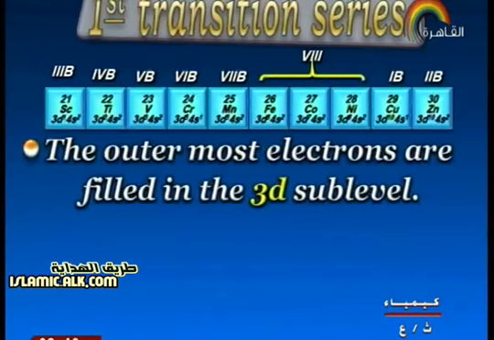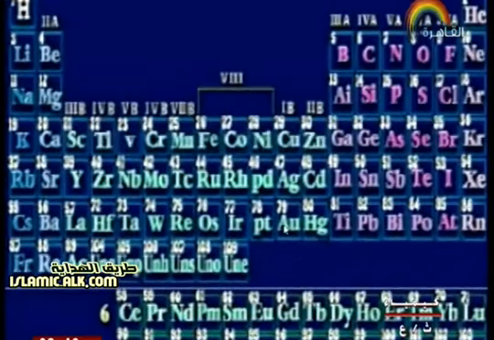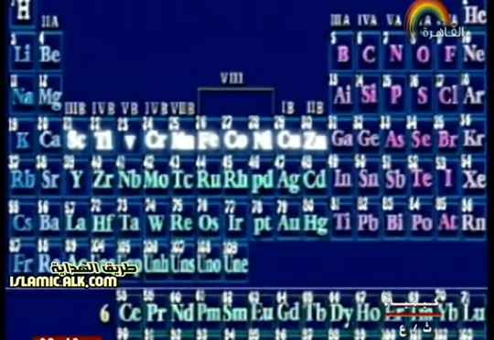These elements fill the outermost electrons in the 3d sublevel, and they are in the 4th period in the periodic table. Look at this screen, my dear students. You find that the lighted part is the first transition series, which starts from scandium and ends with zinc. And these elements start from scandium that has atomic number 21 till zinc that has atomic number 30.